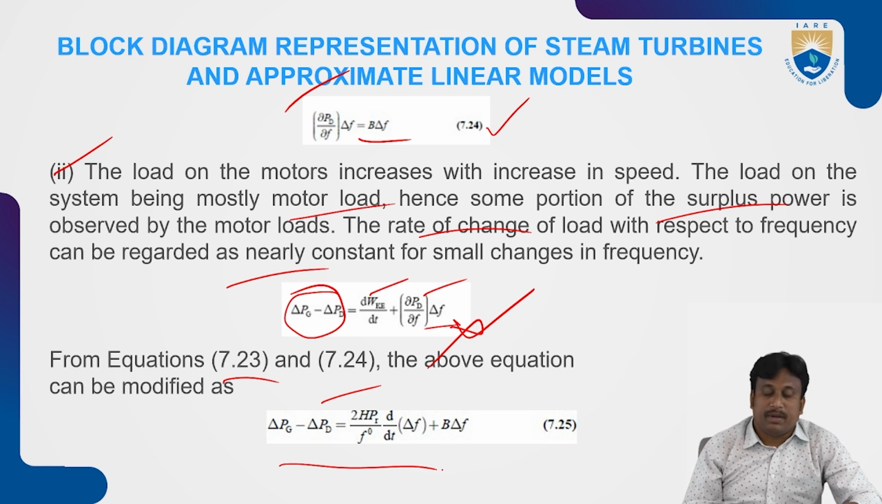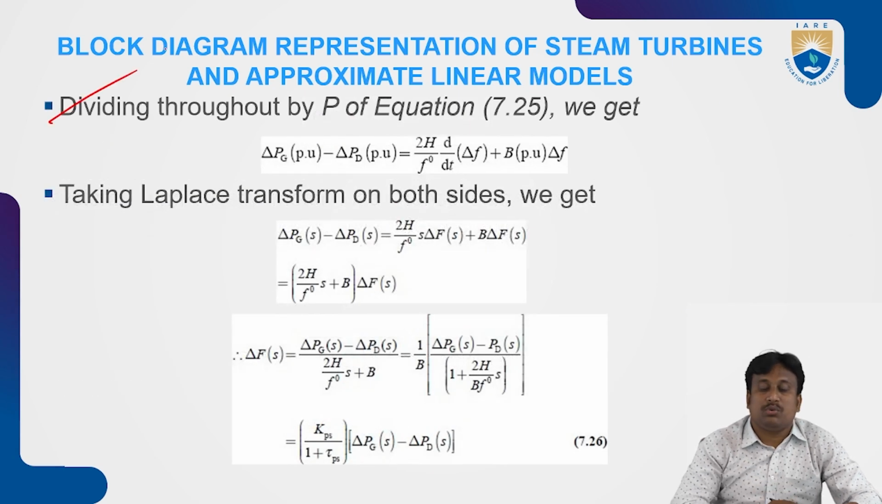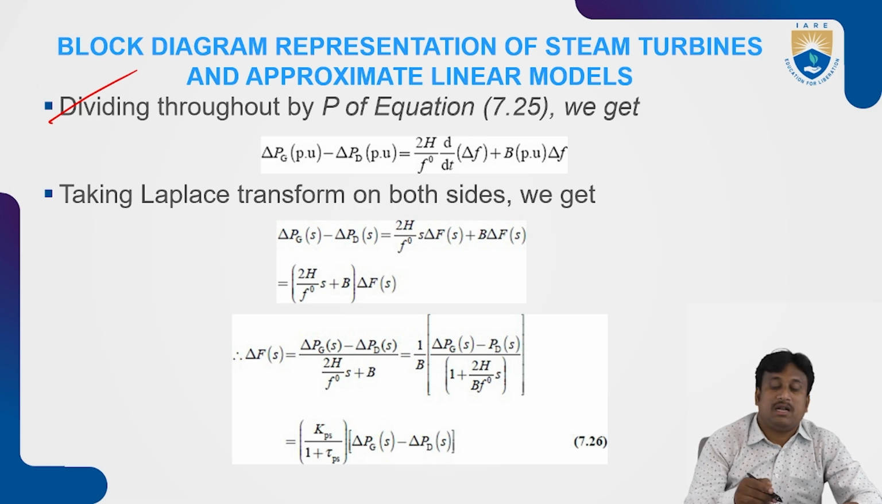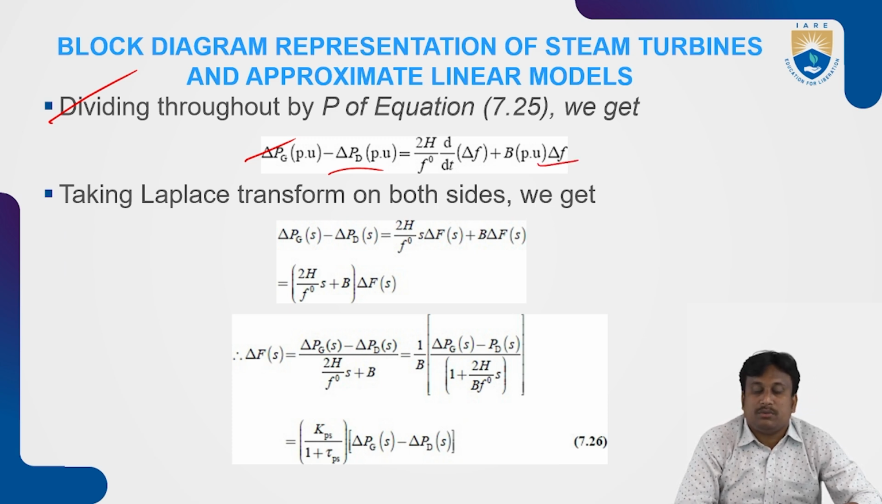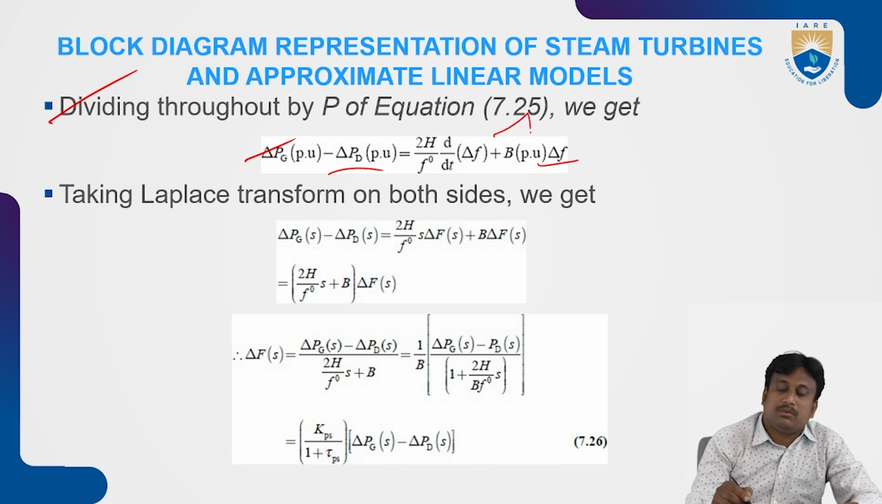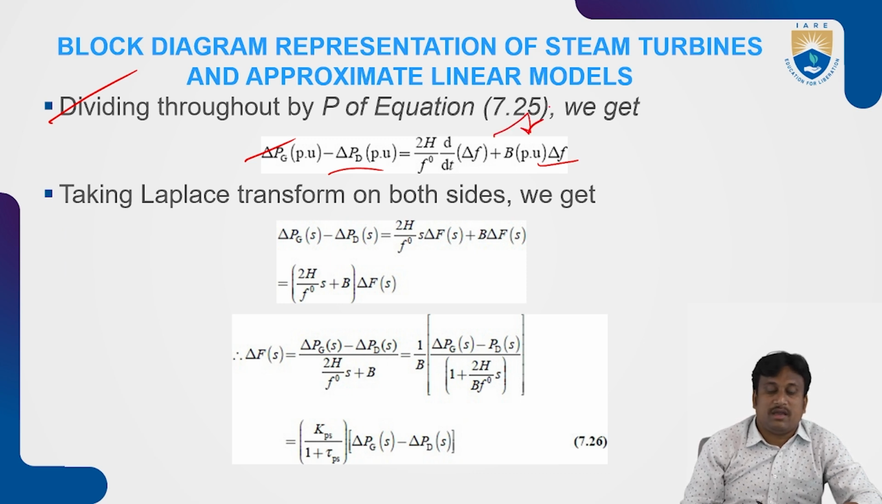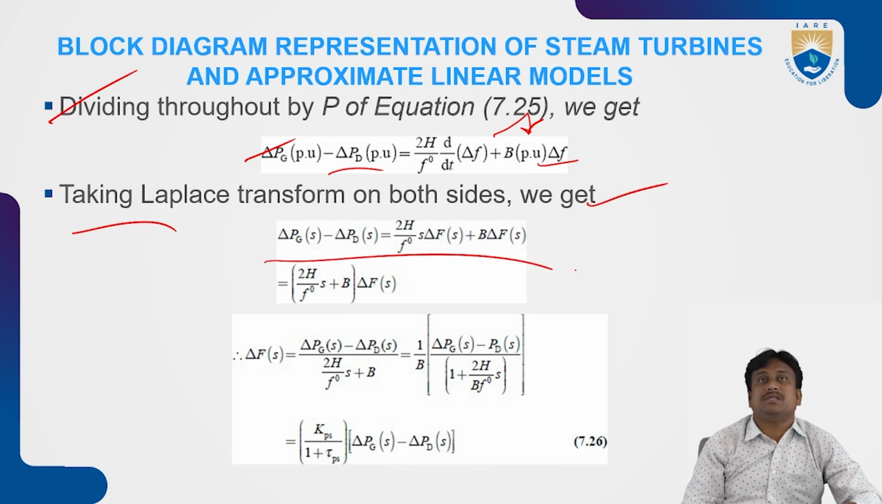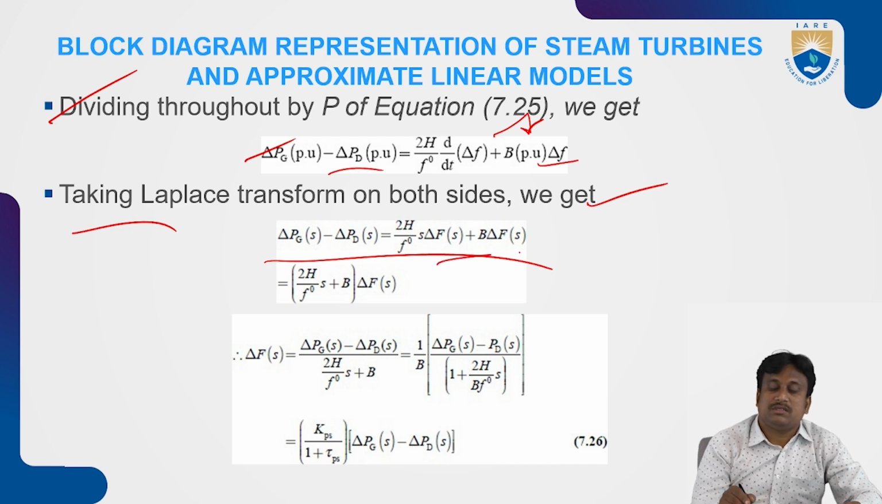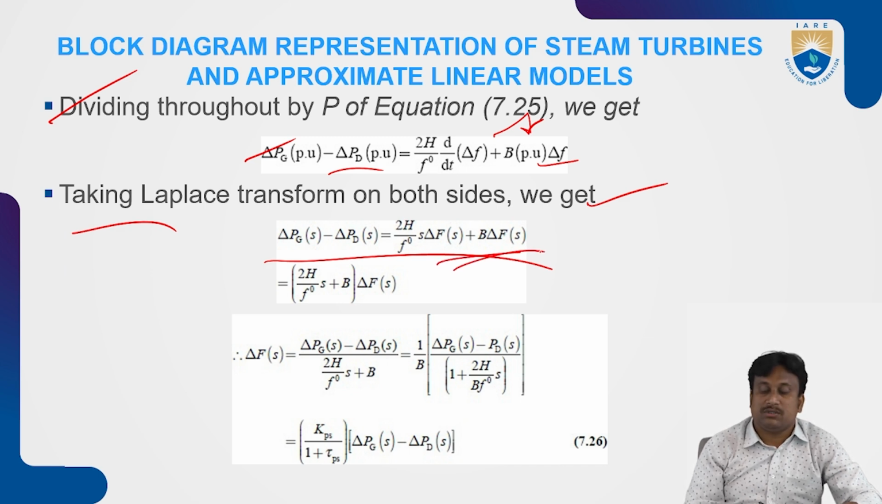So with the expressions of 7.23 and 7.24, the above modified expression can be represented as delta Pg minus delta Pd equals 2 H PR by F naught into d by dt of delta f plus B delta f. So dividing throughout by PR, we will get delta Pg in per unit minus delta Pd in per unit, which is equivalent to 2H by F naught into d by dt of delta f plus B in per unit into delta f. Taking the Laplace transformation on both sides, we will get delta Pg of s minus delta Pd of s, which is equivalent to 2H by F naught s into delta f of s plus B delta f of s.